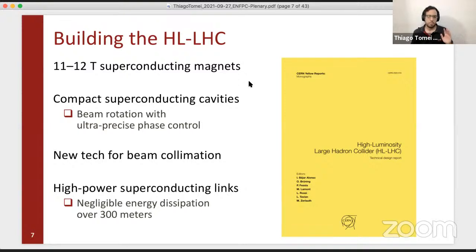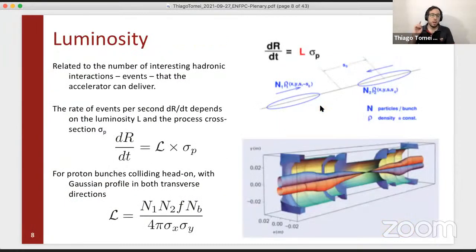So it's a feat of marvel, and just another jump, just like it was from the Tevatron to the LHC, for instance. So I invite all of you to look at this technical design report. For the students in the audience, however, all of you old timers know this already, but I would like to remind you that luminosity comes at a price.